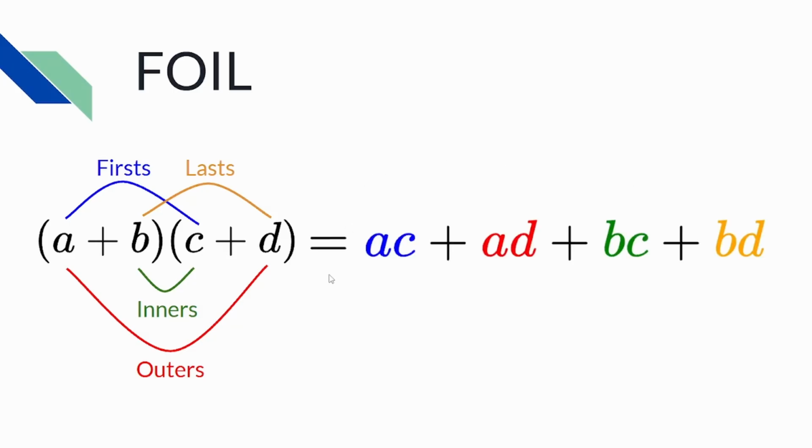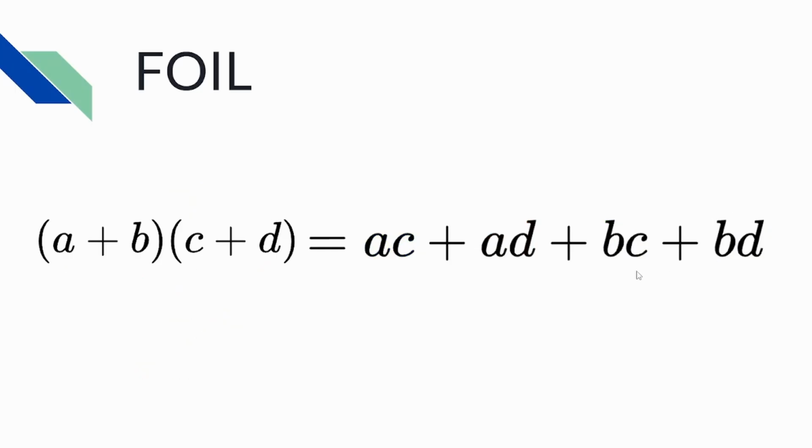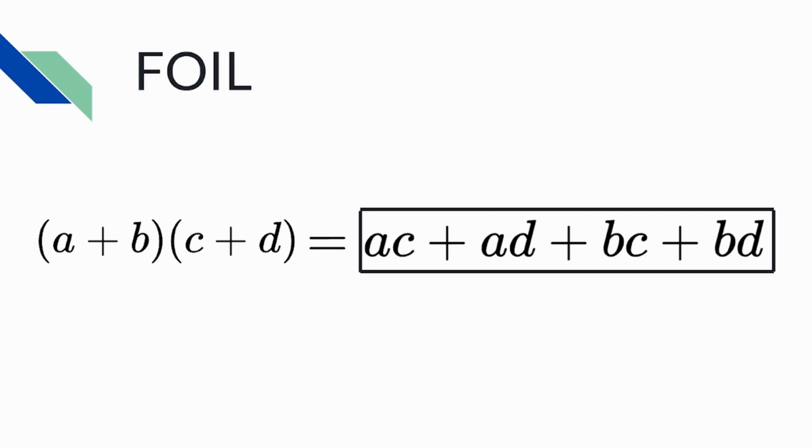Let's look at this actually expanded out. Okay, so when we use FOIL, we're going to end up with the addition of four products. Okay, so here in blue, my firsts, that's AC. And then here in red, AD, those are my outers. And then here in green, those are my inners. And here in orange, those are my lasts. So that's all FOIL says to do. It's a way we can expand algebraic expressions and multiply them effectively. So my answer is AC plus AD plus BC plus BD.